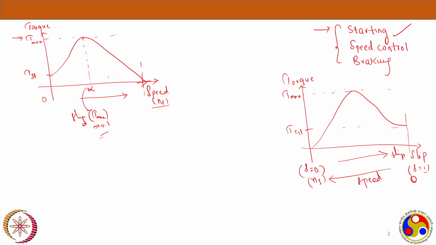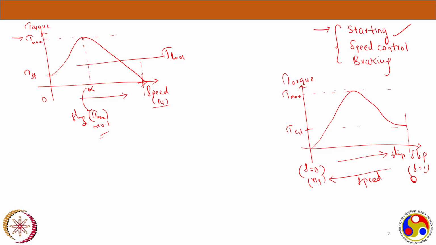Okay, let's take a constant load requirement. Maybe it looks like this. So this is T_L, the load. This particular straight line is the actual characteristic of my load. That is a load requirement, the load I need to provide from my motor.